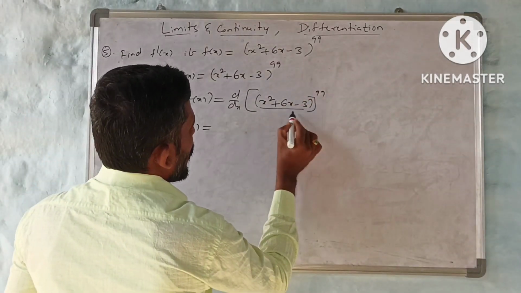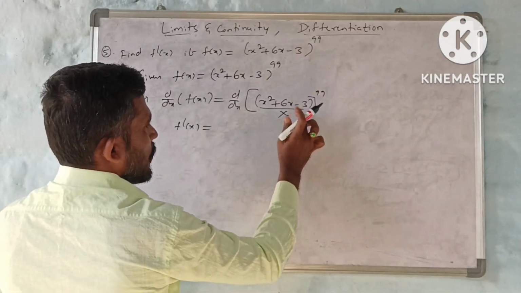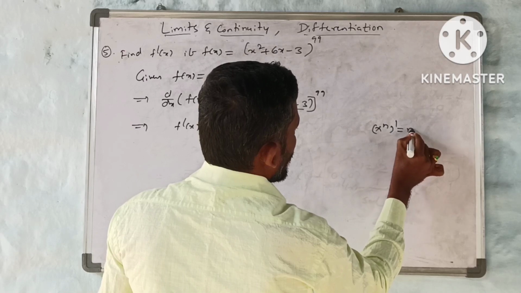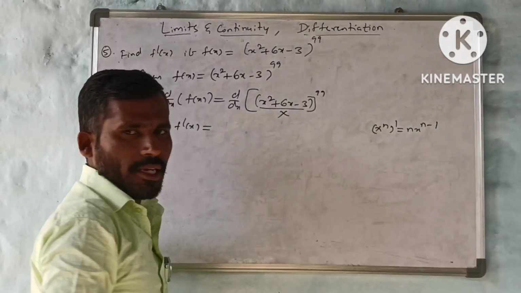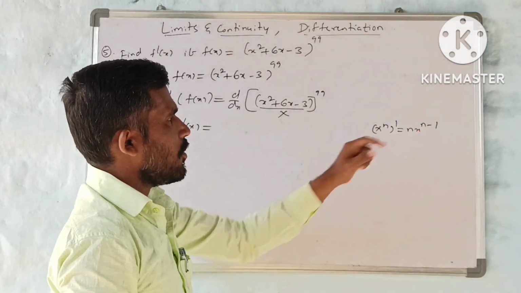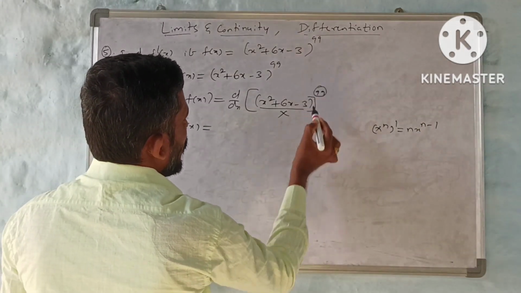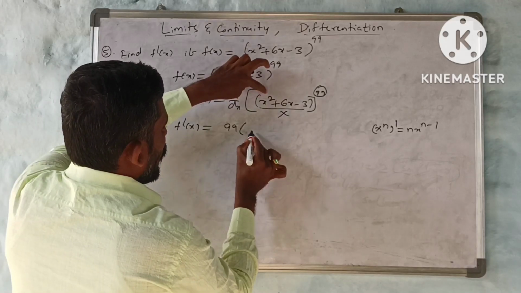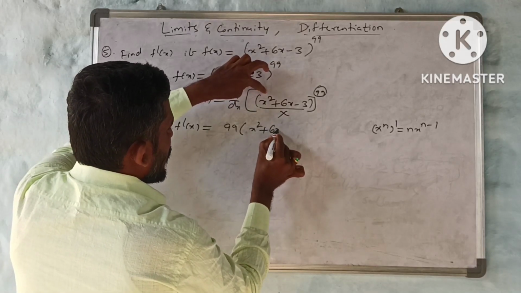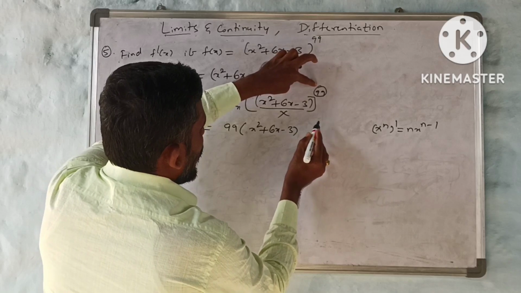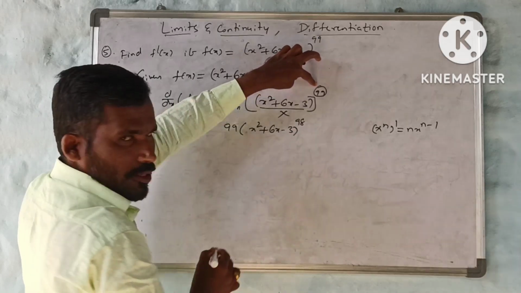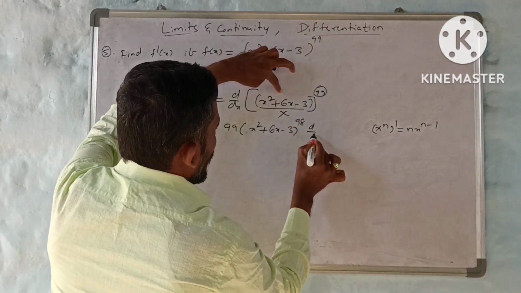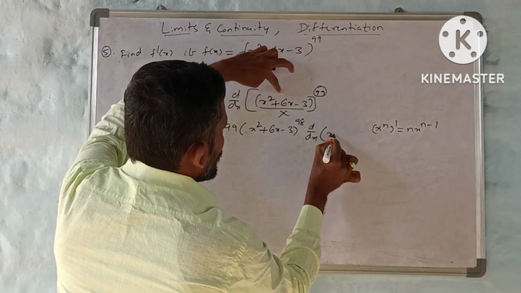This is treated as a total capital X, X power 99. So what is the derivative of x power n? We have n x power n minus 1. In place of n we have 99, so 99 times x square plus 6x minus 3 to the power 99 minus 1, which is 98. And you have to take the derivative of the inner function also, that is d by dx of the inner function. What is it here?